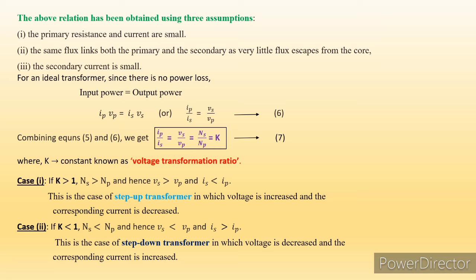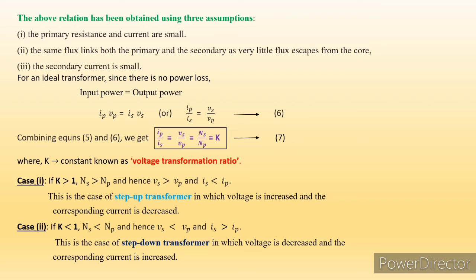For an ideal transformer, since there is no power loss, input power is equal to output power. That is, I primary into V primary is equal to I secondary into V secondary, or I primary by I secondary is equal to V secondary by V primary. This is equation 6. Combining the equations 5 and 6, we get Ip by Is is equal to Vs by Vp is equal to Ns by Np is equal to K, equation 7, where K is a constant known as the voltage transformation ratio.